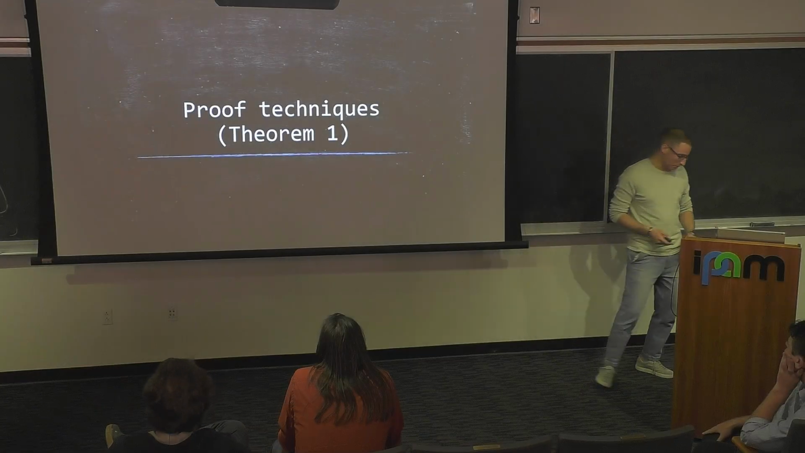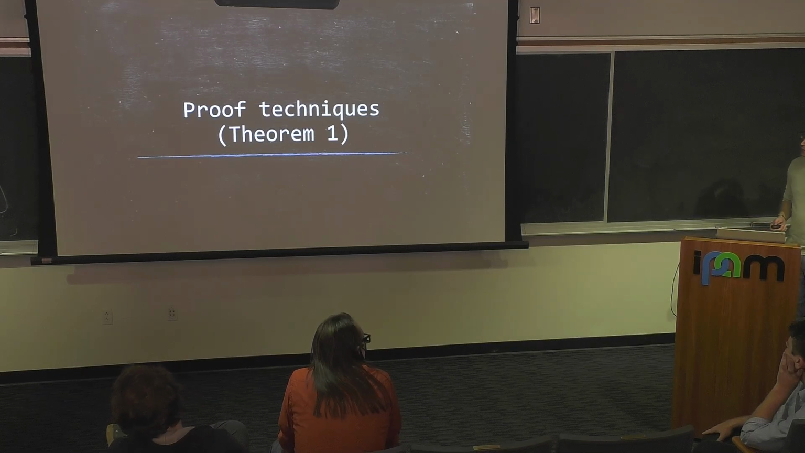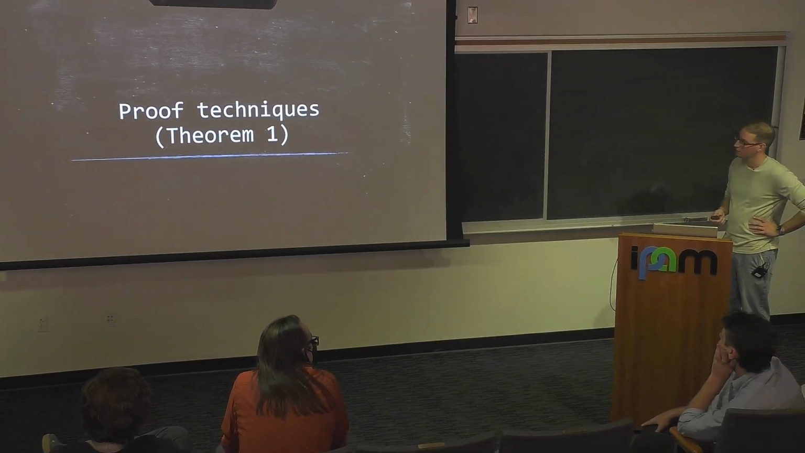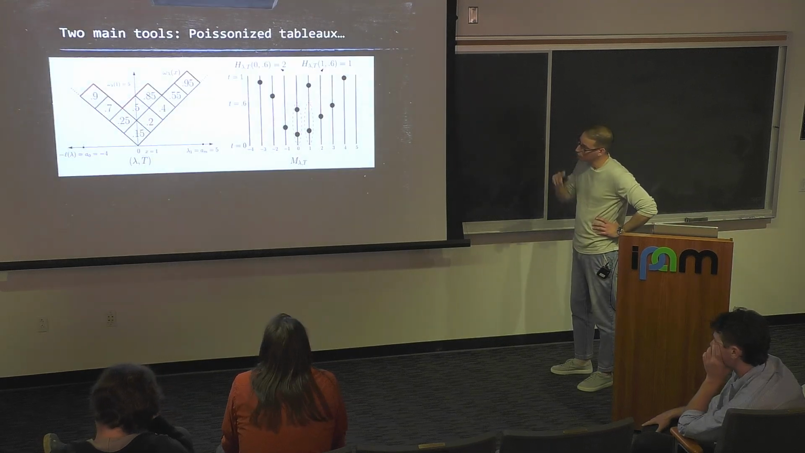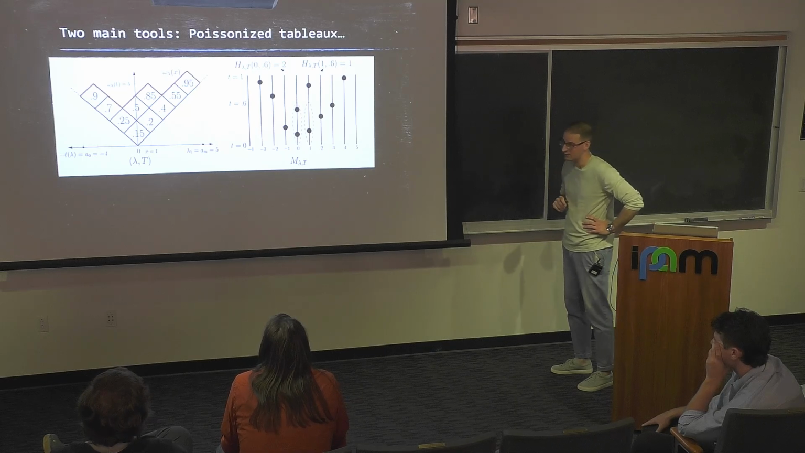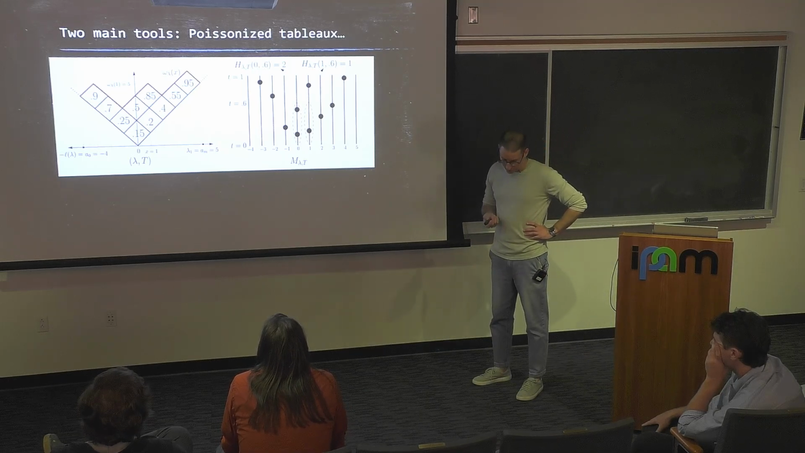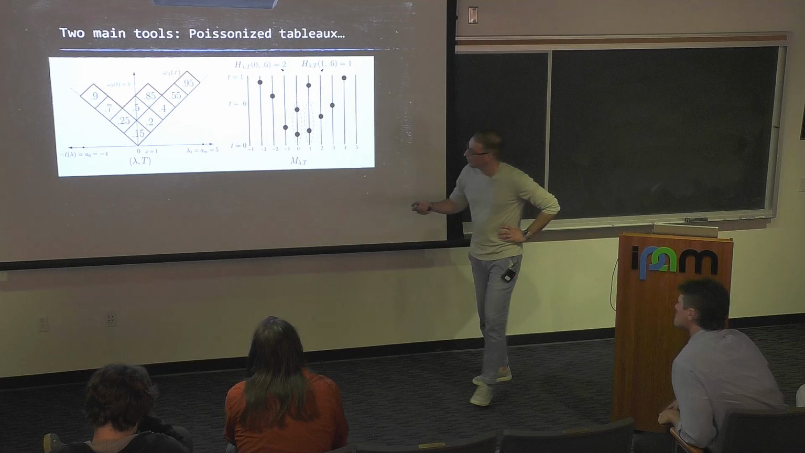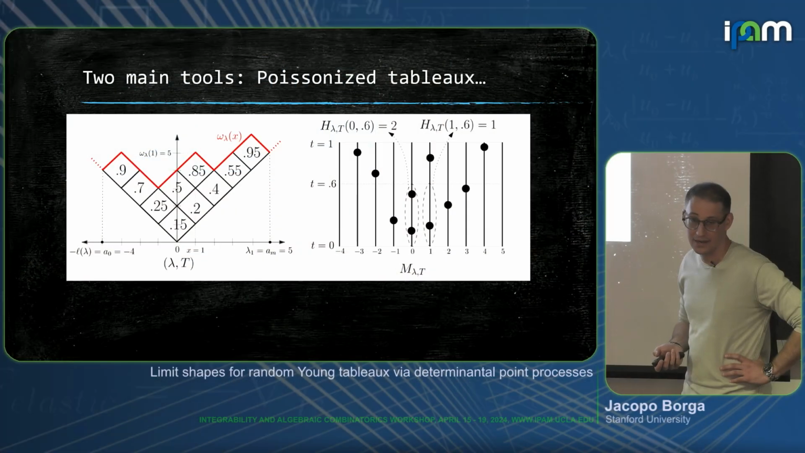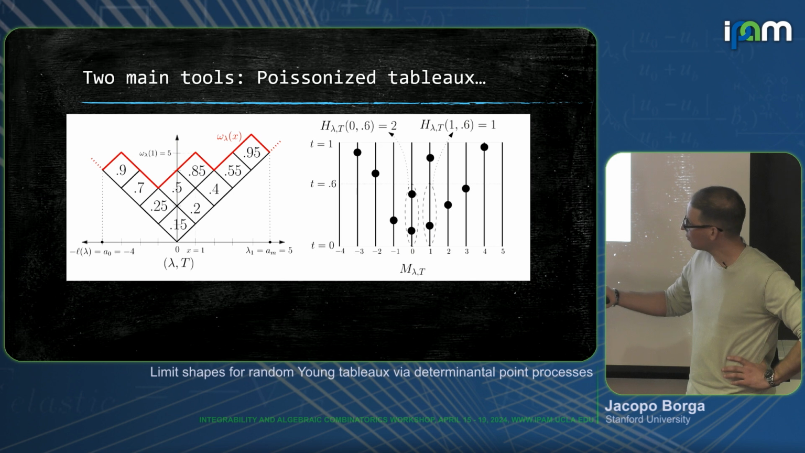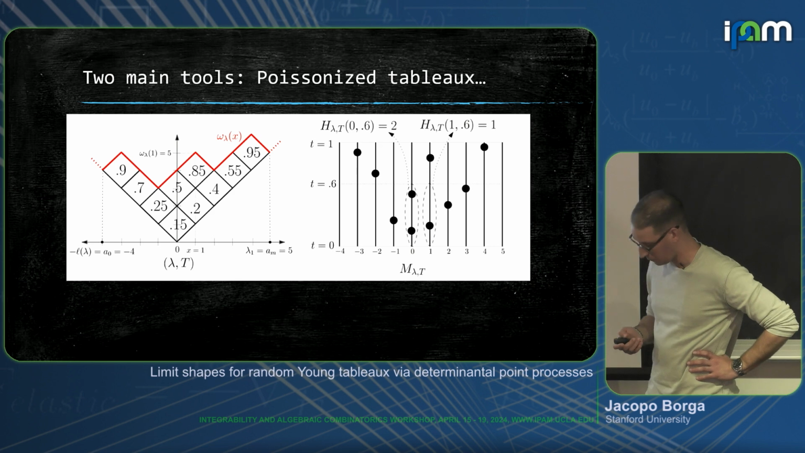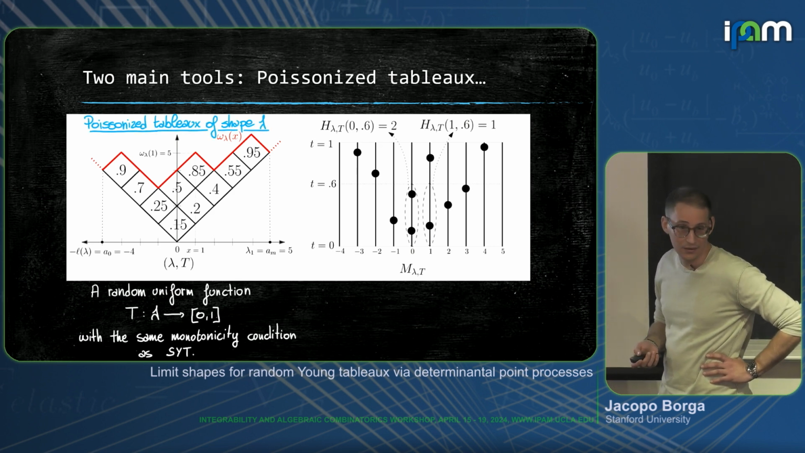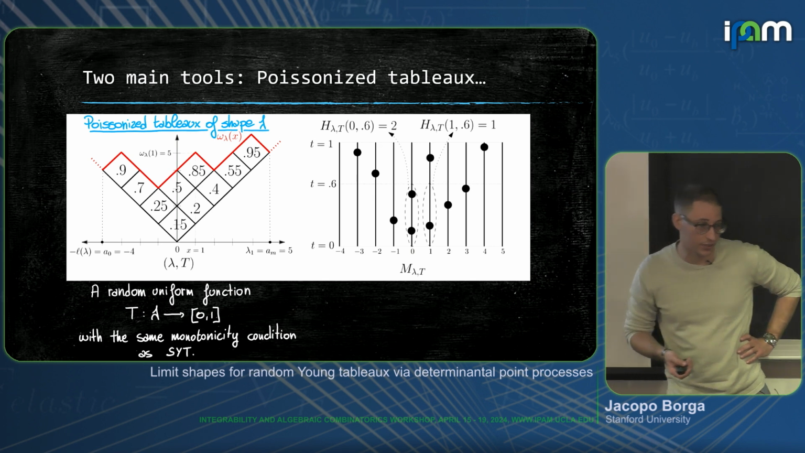OK, what about theorem 1? I will have to skip most of it, because we have 5 minutes to the end. But let me give you the 2 main tools, at least. The first tool is something that is rather standard in the literature. Instead of looking at a uniform standard Young tableau, you look at the Poissonized version, which means I fill boxes by real numbers between 0 and 1 in such a way that I have exactly the same monotonicity constraints when I go upwards. And I take uniformly at random one such configuration.